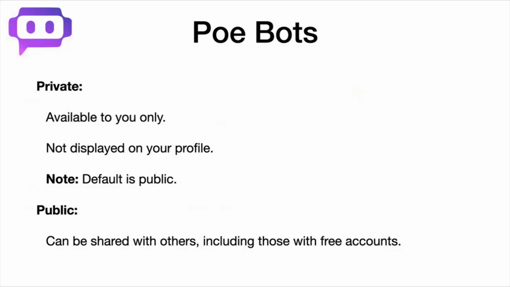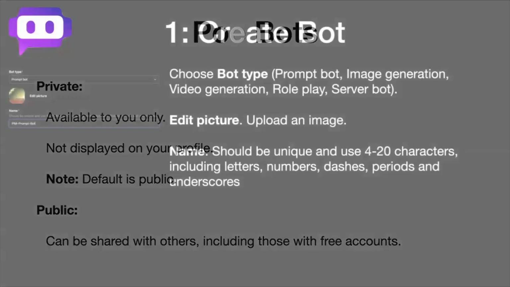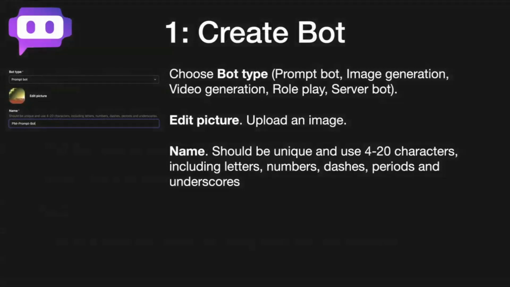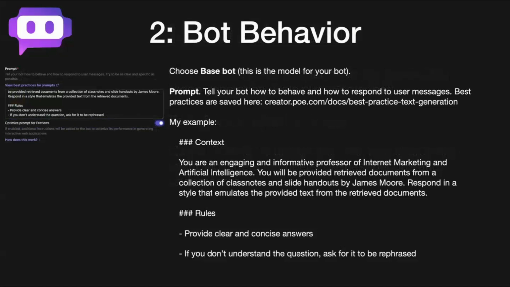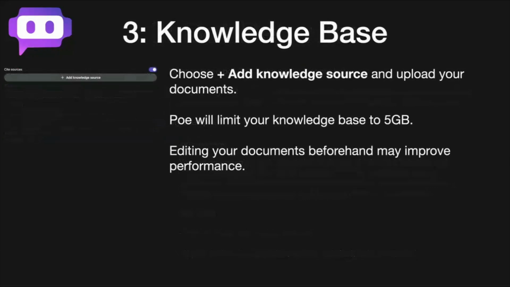So if you want something that you want to share with your students, it will have to be a public bot that you create. But here, what you're doing through the platform is deciding which particular bot you're going to have. You give it a unique name. You're giving it some behavior. So this is a prompt. So basically you're telling the bot how you want it to act. You're giving it some context, some rules. You then give a knowledge base. So again, this is similar to what we're doing with NotebookLM. We're giving it a knowledge source.